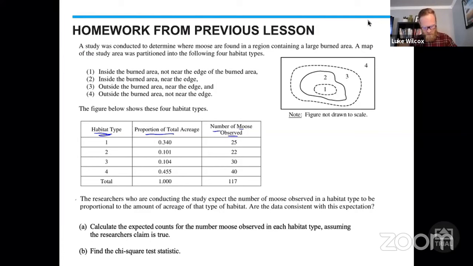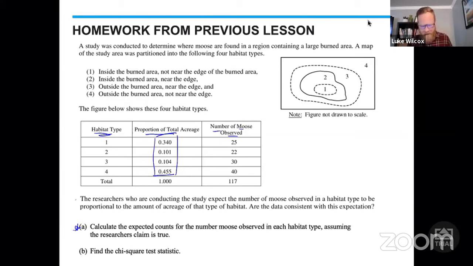Now, what they're saying here is that the researchers are looking back at these proportions and thinking that the number of moose observed should match those proportions according to the acreage there. So of course, this is going to be a chi-squared goodness of fit test, which is the lesson that we covered yesterday. And I'm asking you specifically for a couple of parts of the significance test here. In part A, it says calculate the expected count for the number of moose observed in each habitat type, assuming that the researcher's claim is true.